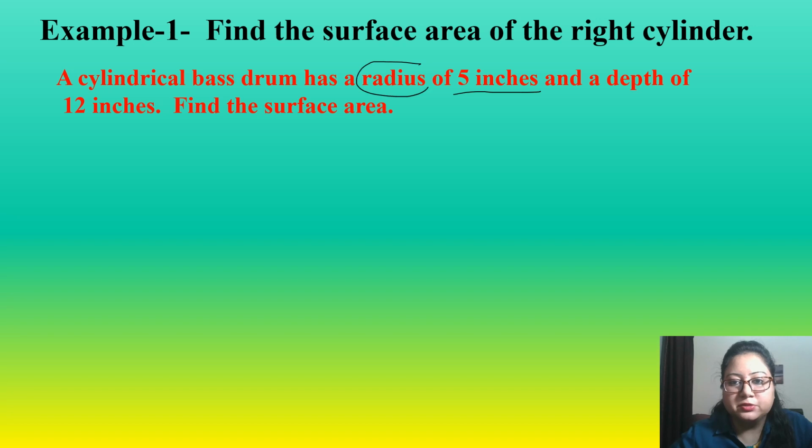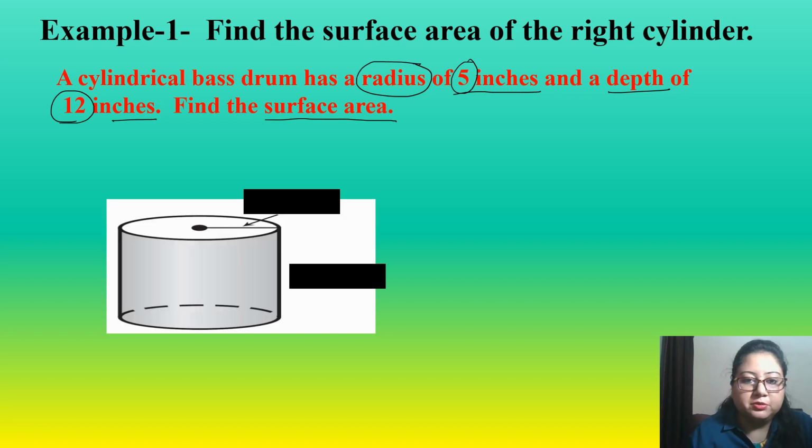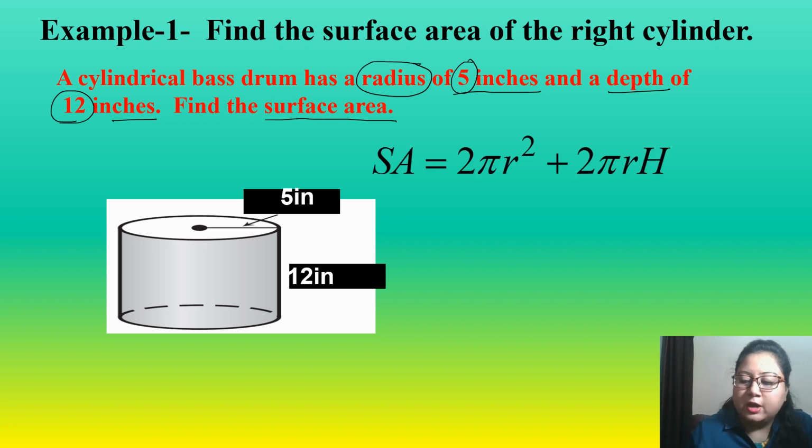So the radius is given to you, that is 5 inches, and the depth of the cylindrical drum is 12 inches. So two things are given to you, and let's see what you need to find. It's given that you need to find the surface area. So we are going to go first for the lateral surface area, and then we'll go for the total surface area. Let me draw the figure for you. This is the cylindrical drum. The radius is 5 inches and the depth, or in other words the height of the cylinder, is 12 inches. So now we write the formula for the total surface area.